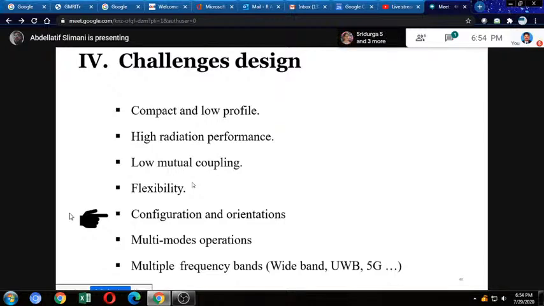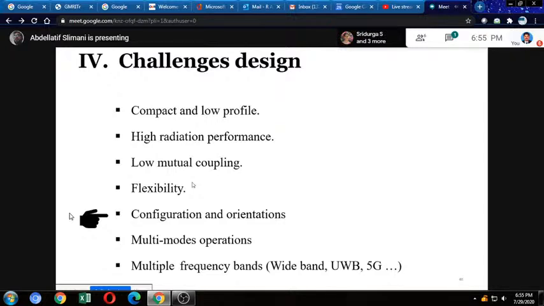If I have an array antenna that functions for 3 or 4 frequencies, it is better than an antenna that functions for just one single frequency. For example, I have an antenna that functions for 1 gigahertz, 2 gigahertz, 3 gigahertz, and 4 gigahertz. So this antenna I can use for a lot of applications. But for one antenna that has just one single frequency of operation, for example, 1 gigahertz, I cannot use it for other applications. So I talk about a configuration of frequency.